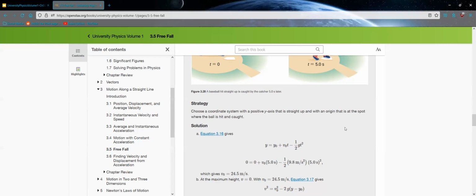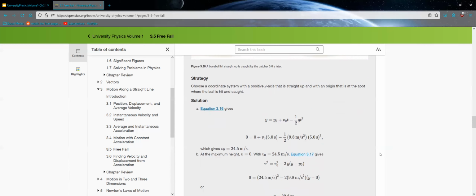We know y, we know where the entire arc ends, and we know the time, and we know gravity. So this gives us an opportunity to look at v naught and ask, can that tell us something useful? And in fact, it can. So we can solve and find a velocity of 24.5 meters per second.